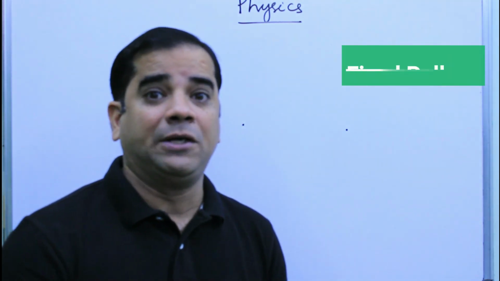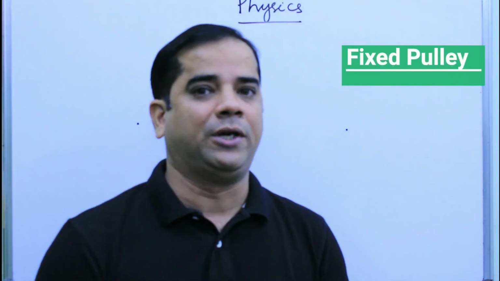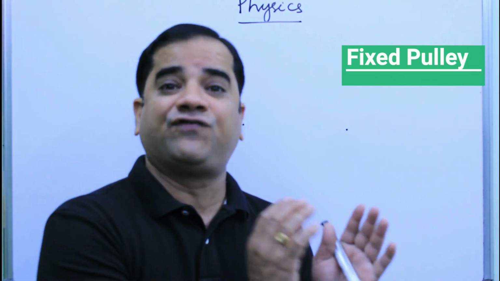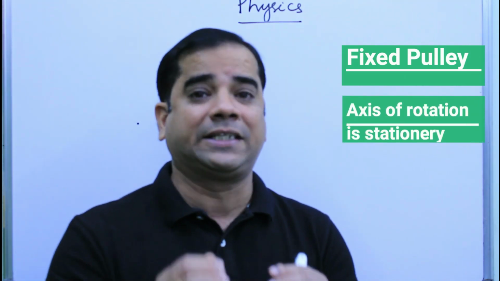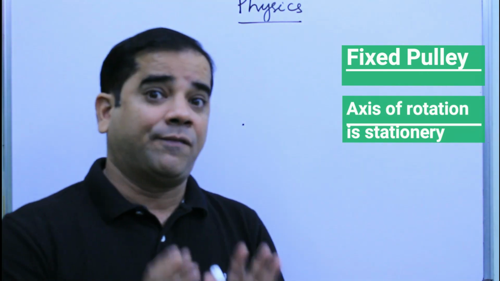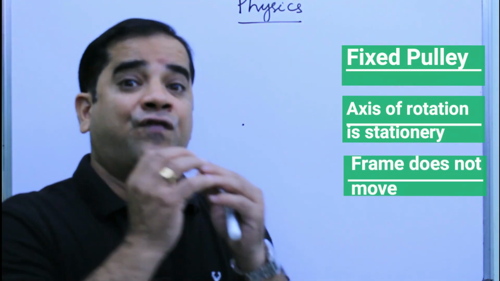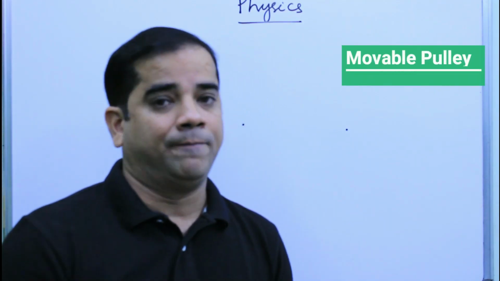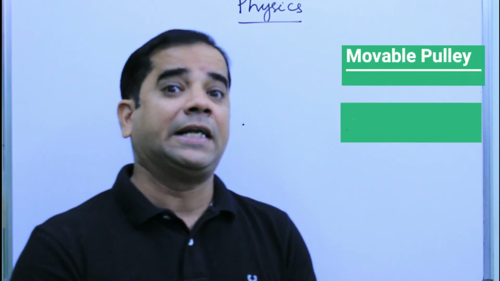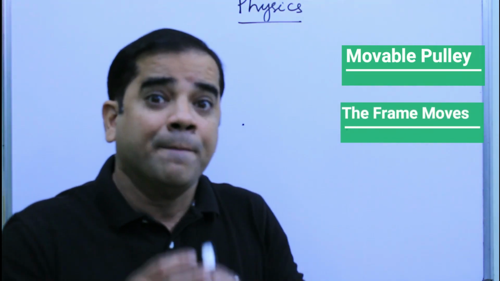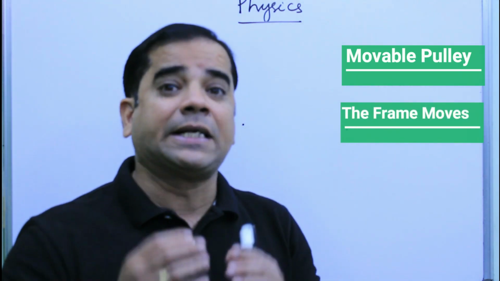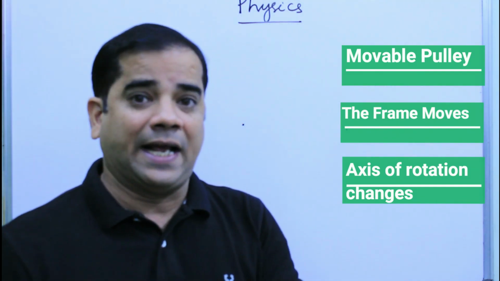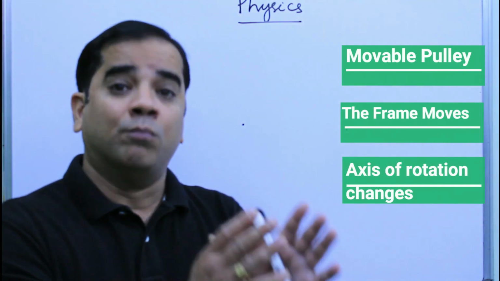A single pulley can be used in two different ways. First is fixed pulley. The name itself indicates that the pulley is fixed. That means we need to keep the axis of rotation stationary, and the frame is actually fixed. It doesn't move. And the second one is movable pulley. The name itself indicates that the frame moves or the pulley moves. That means its axis of rotation changes time and again. That means in that case the pulley is movable.